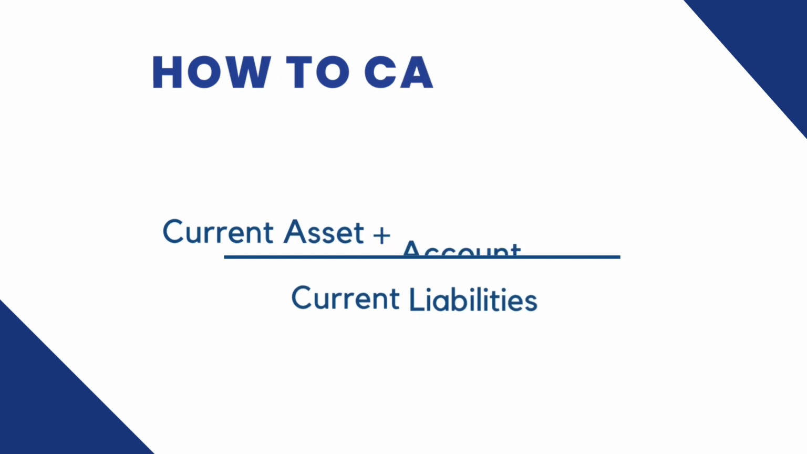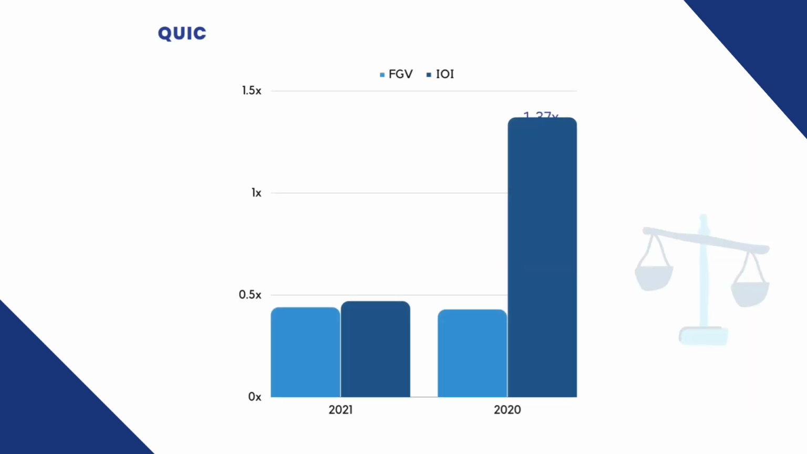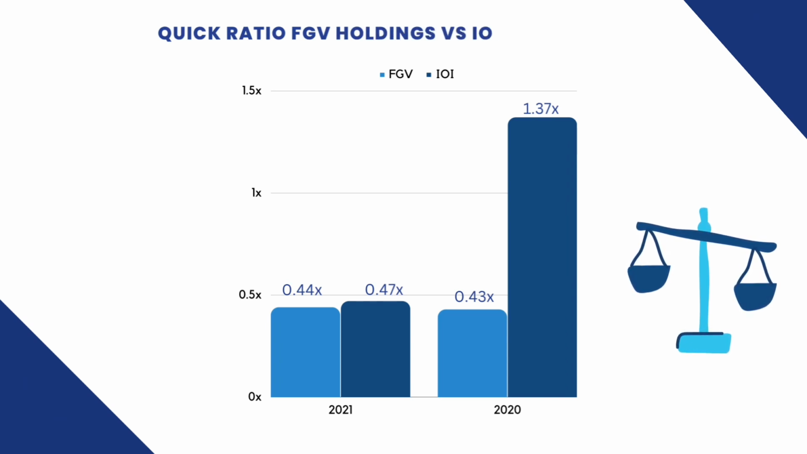Next is quick ratio. The calculation for quick ratio is current assets plus account receivable divided by current liabilities. As we can see, in year 2020, IOI stayed at 1.37 times and decreased to 0.47 times. Meanwhile, for FGV, in year 2020, it stayed at 0.43 times and the next year is 0.44 times. Therefore, both companies are more likely to struggle with paying debts.